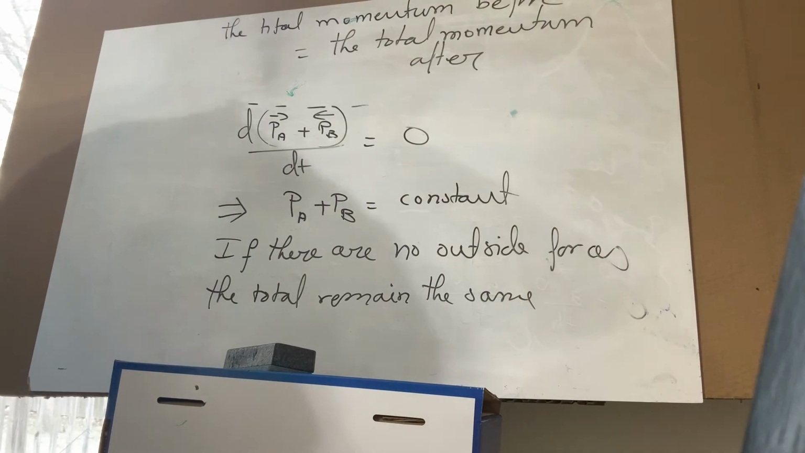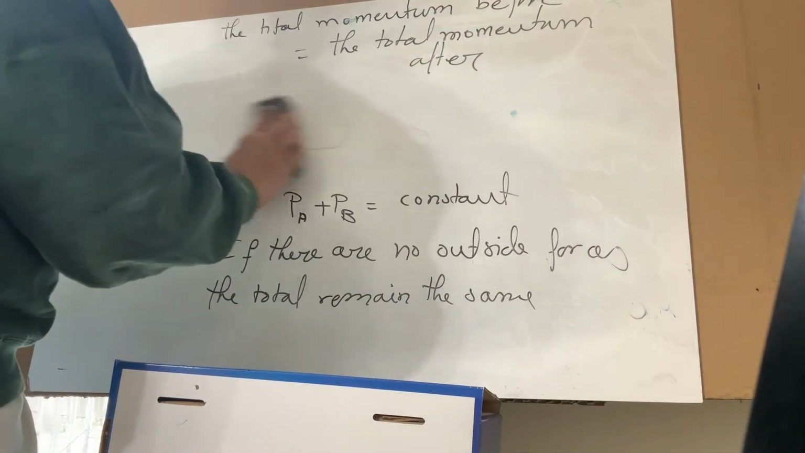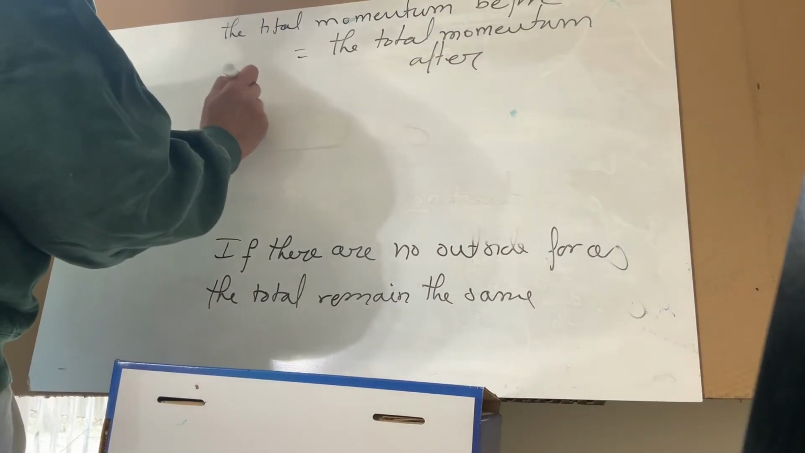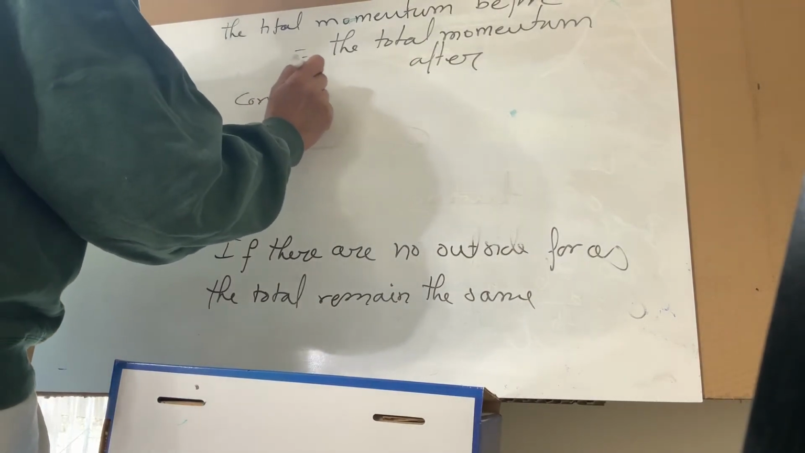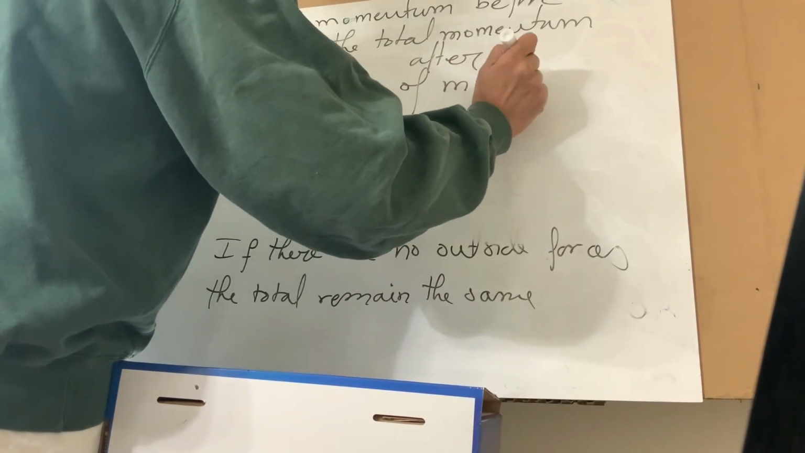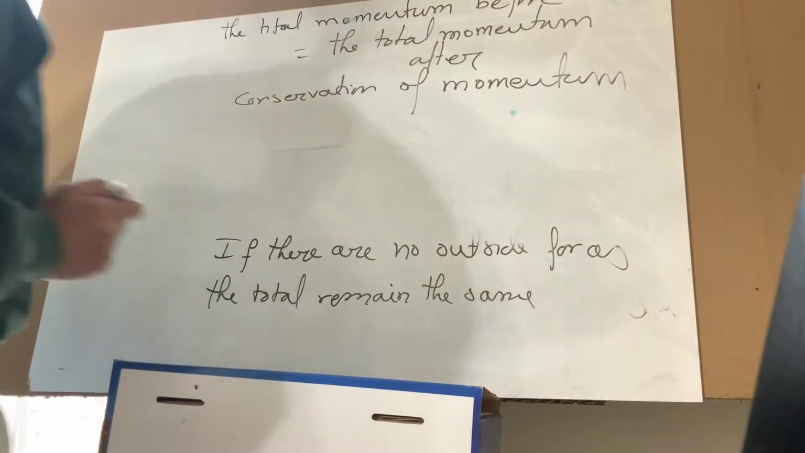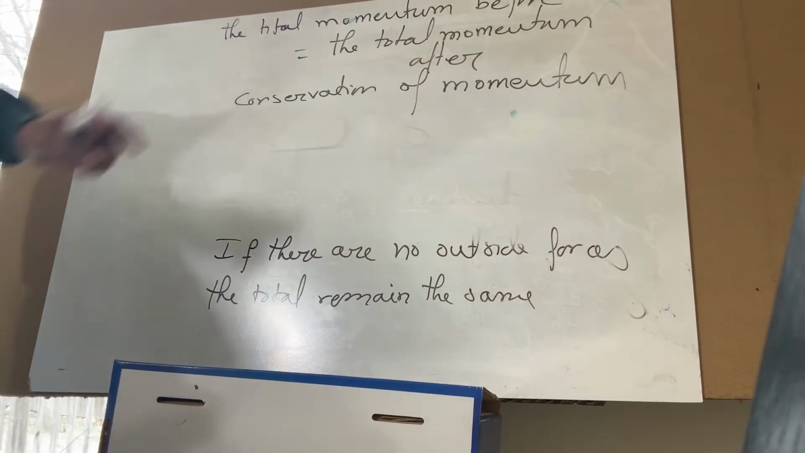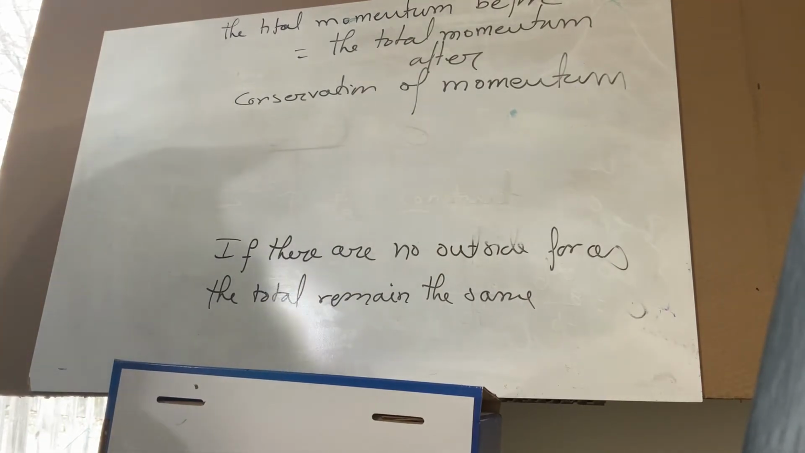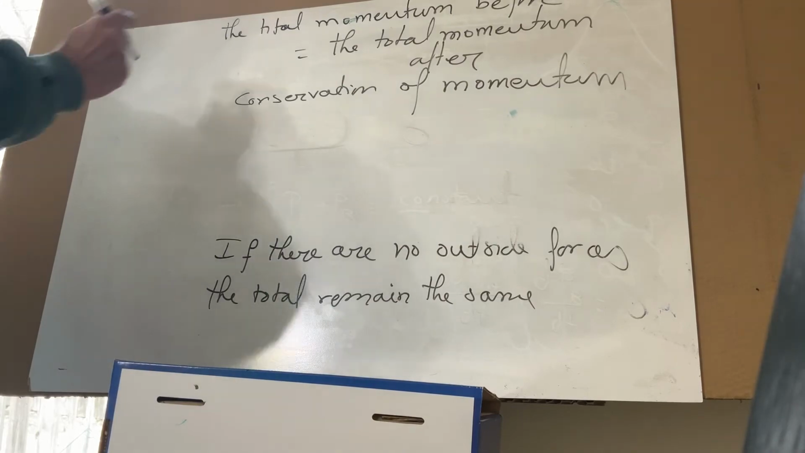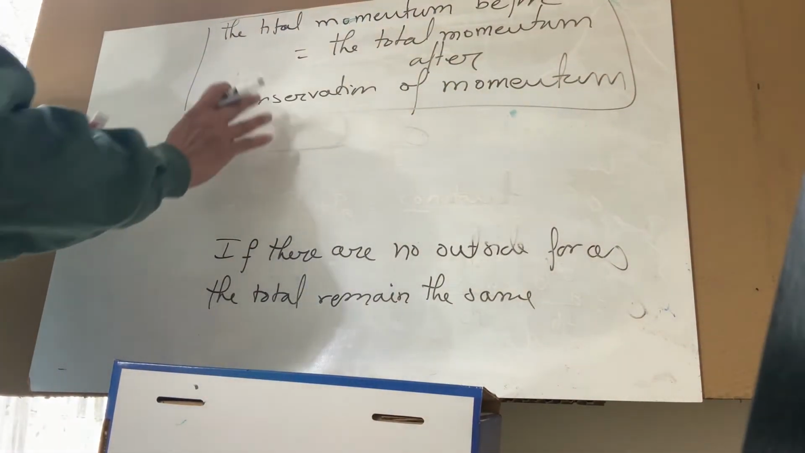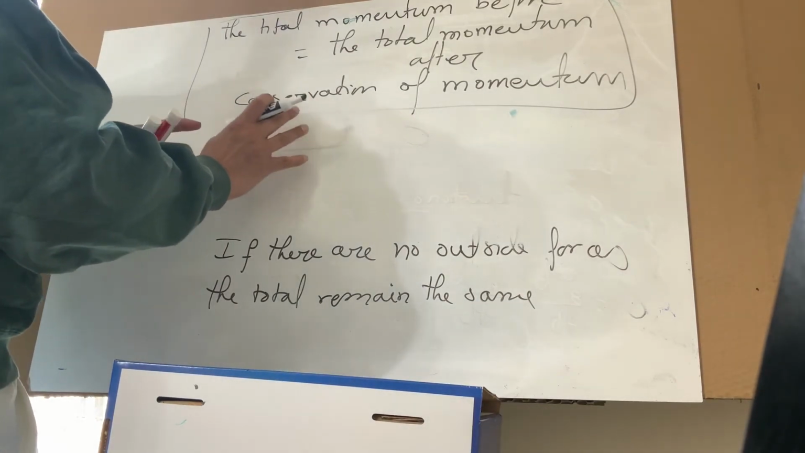Okay, the total momentum before is equal to the total momentum after. This is called conservation of momentum. A lot of problems are going to be based on this. You're going to find the total momentum before and the total momentum after, and we're going to use this. This is conservation of momentum, which I can apply to situations.